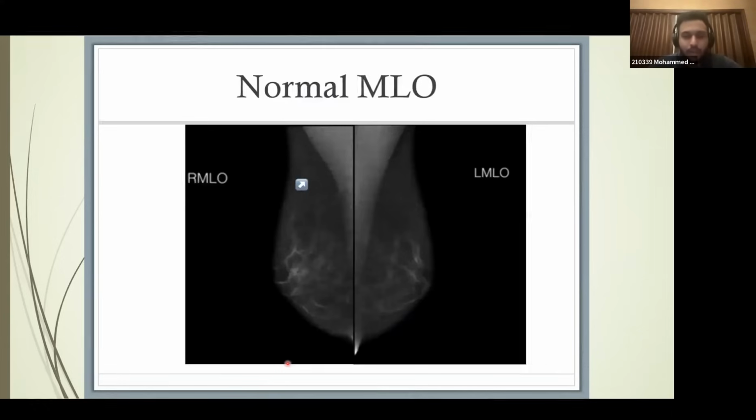Mediolateral oblique, MLO, you will see from superior and inferior, up and down. How do you know this is MLO? Can someone tell me why this is MLO? Very important sign here.